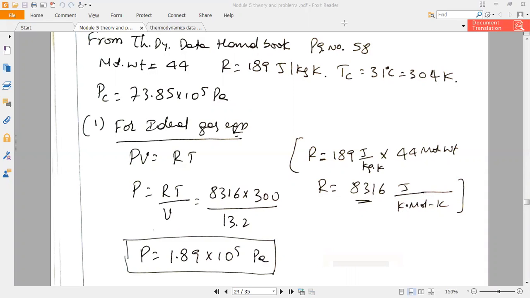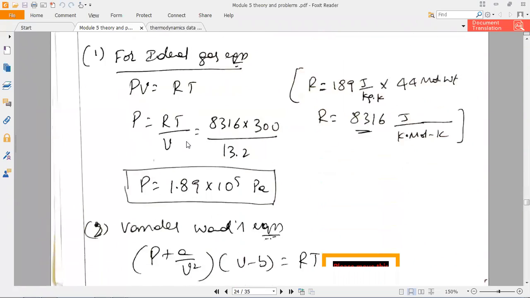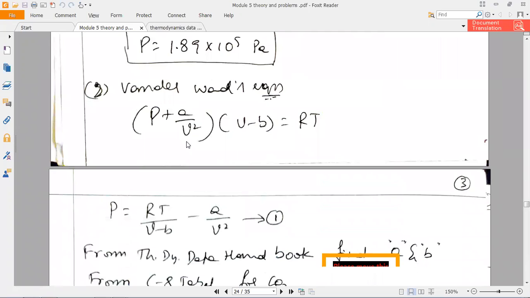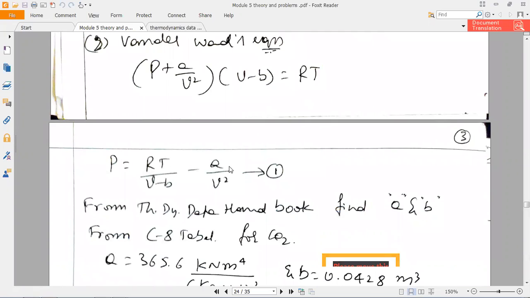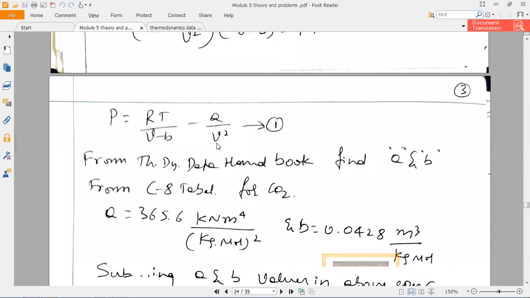Now once you calculate all those things, you substitute the R value, temperature we know, V we just calculated, substitute here, and find out the pressure by the ideal gas equation. Next is the van der Waals equation. Van der Waals: P plus a by V square, V minus b is equal to RT. Just simplify this equation. Next we have to find out the a and b values from the data handbook.